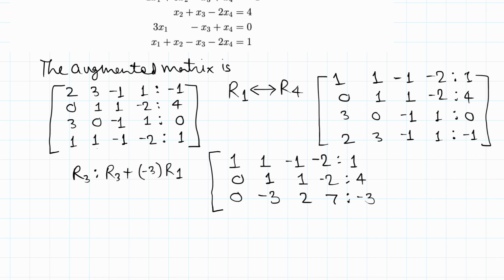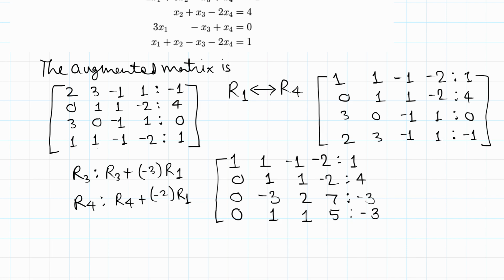Now we want to make this 2 zero as well. So we can work on R4 at the same time. So that is R4 plus, in the same way, negative 2 times R1. And 2 plus negative 2 will be 0. 3 plus negative 2 is 1. Negative 1 plus 2 is 1. 1 plus 4 is 5. And negative 1 minus 2 is negative 3. Okay, so that's what we have here now. So first column is now good.